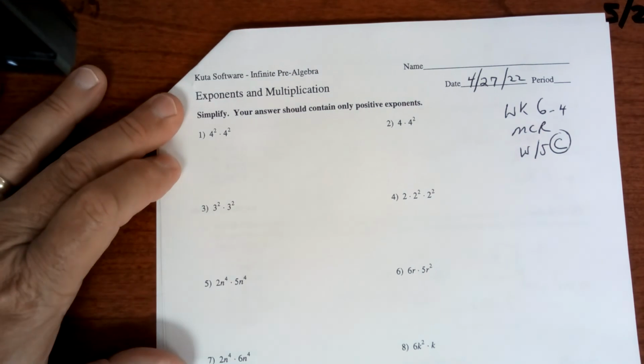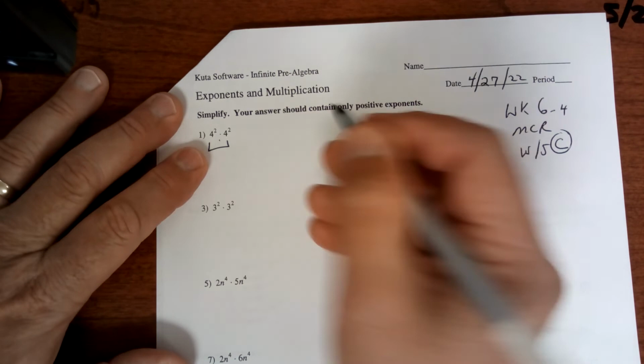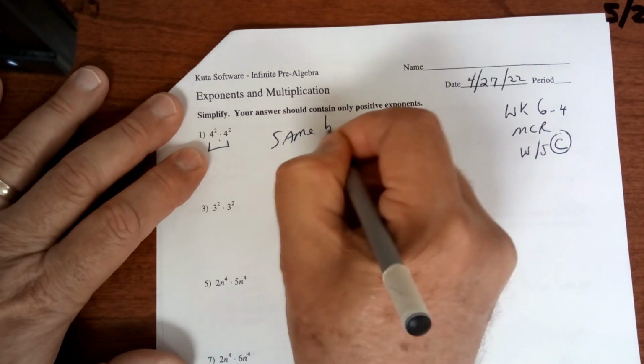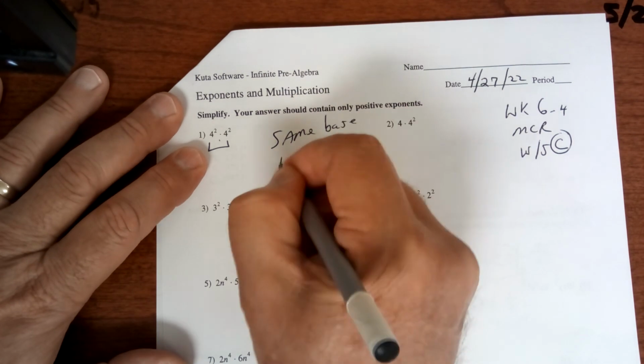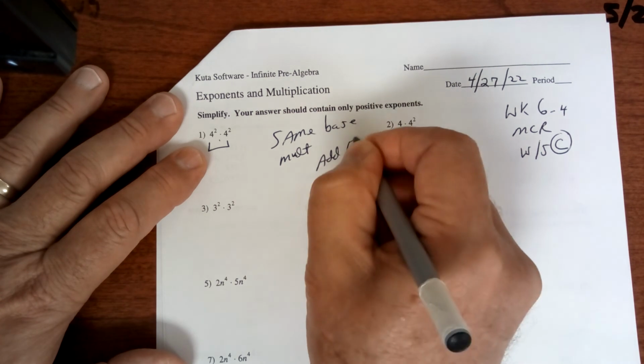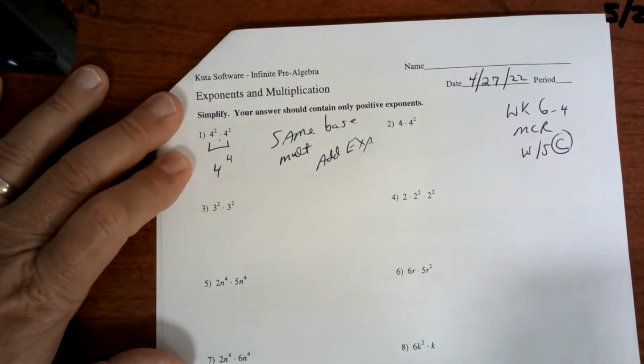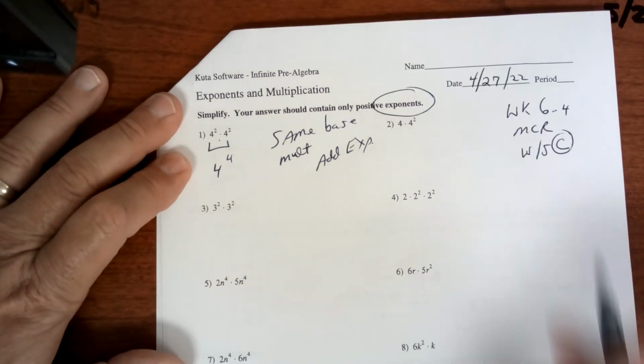Let's turn our attention now to MCR. MCR, if you have the same base, like I do here, and you multiply, write that down, same base and multiply, then you add exponents. That's the rule. So this is going to be 4 to the 4th power. They don't want you to expand it out, so just leave it like that.